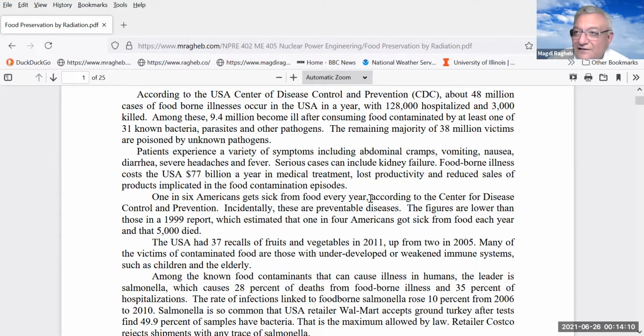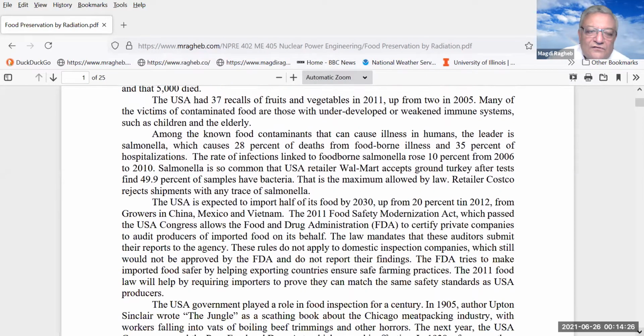The figures definitely are lower than those around the year 2000, but they're lower also from other parts of the world. But if we lose 3,000 people a year to foodborne disease, imagine third world countries where meat, for instance, is sold in open markets. It is not refrigerated. How much foodborne disease occurs right there?